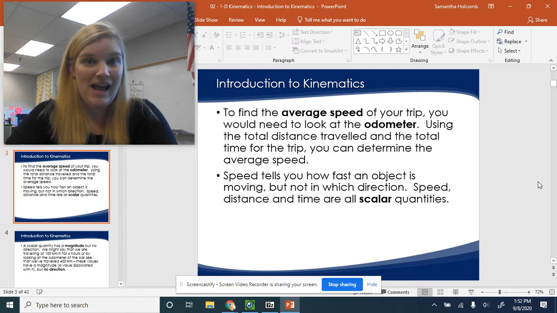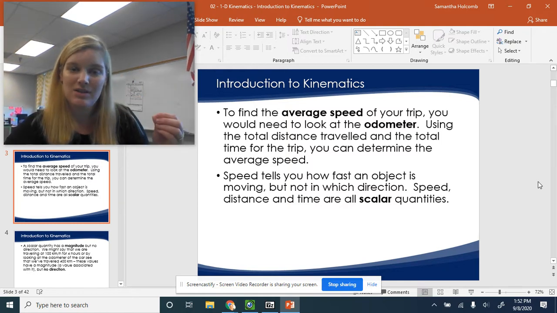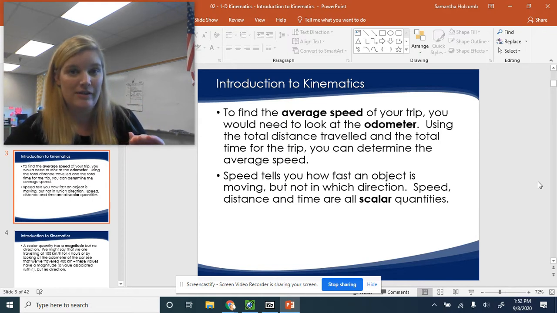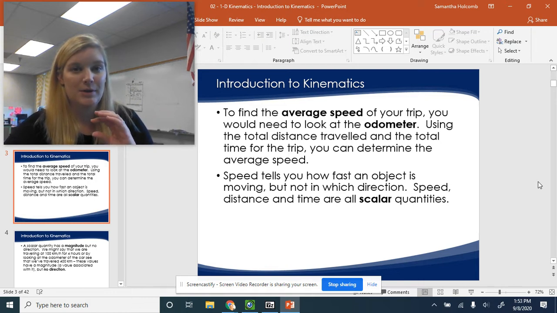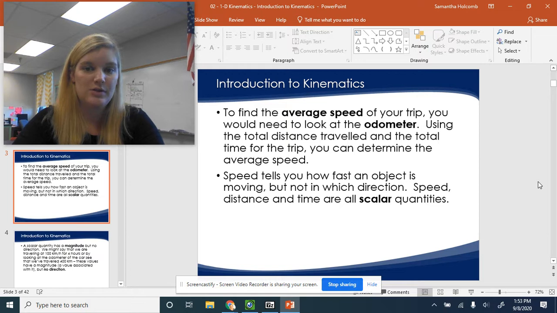And so to find the average speed of the trip, you actually have to look at your odometer. Your speedometer is telling you how fast you're going, or the speed that you are going. Your odometer is going to tell you your total distance traveled. And then also newer cars will tell you how long you've been doing a total trip. And so using those, you can determine your entire average speed.